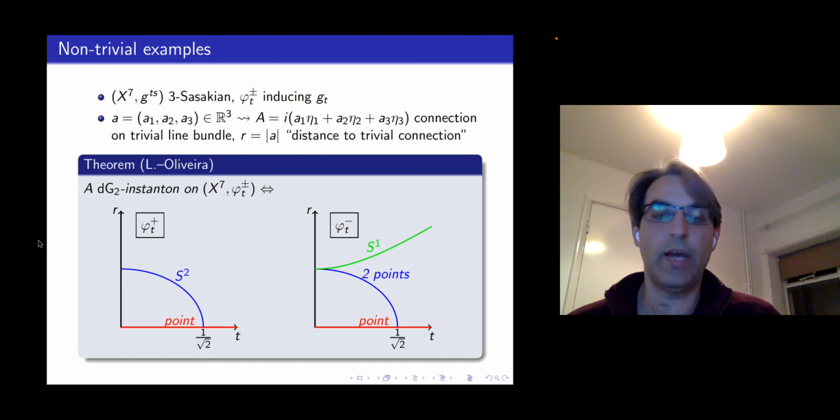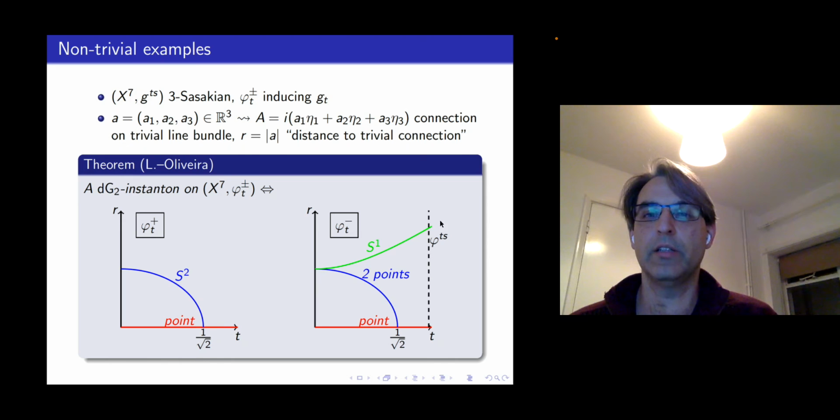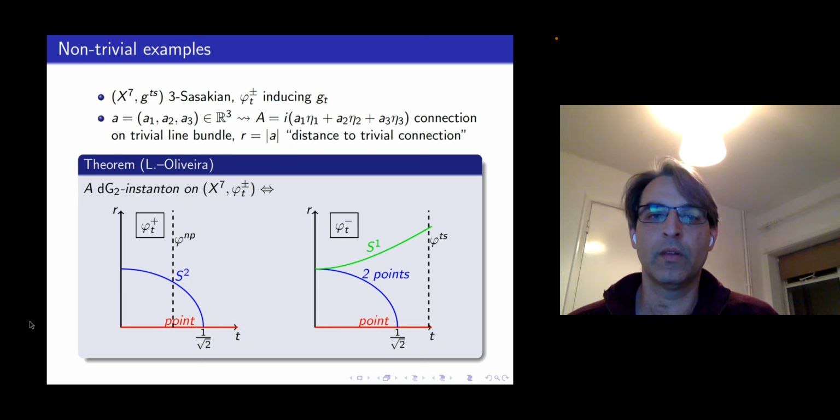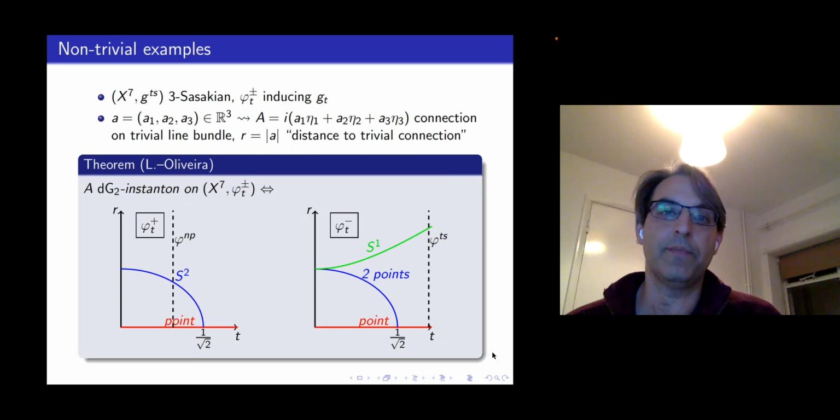And just to remind you, where do the special G2 structures live? So in particular, the 3-Sasakian G2 structure, well, that's here. That was phi 1 minus. And so that's here, and it only has either the trivial connection or this S1 family of DG2 instantons. Whereas for phi NP, that's for t is 1 over root 5 and the plus sign, so that's going to be here. And so here we see we have an S2 family of DG2 instantons as well as the trivial connection. So this is our main result in picture form.